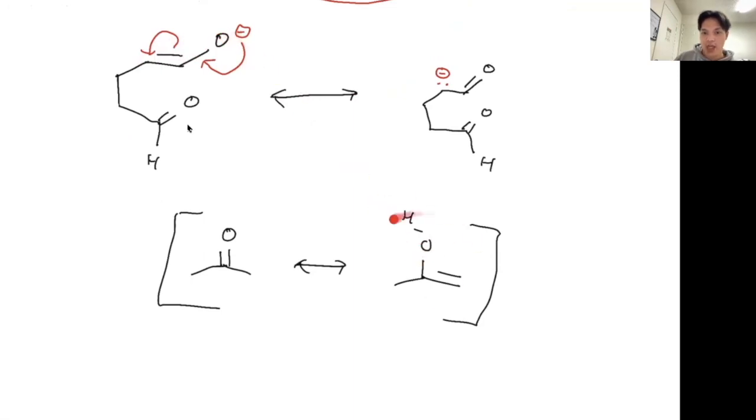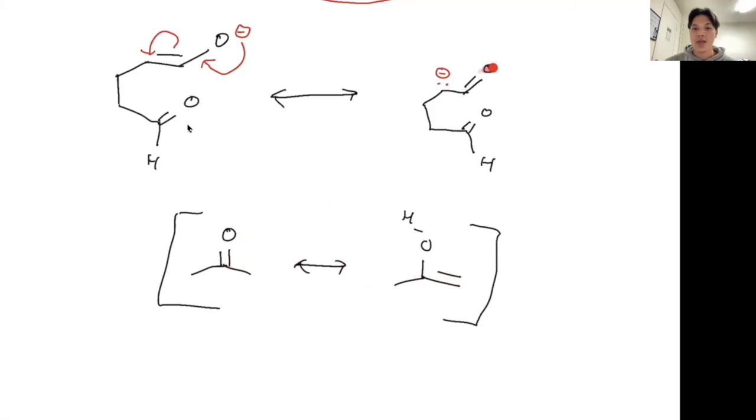Which will make it an enol. Or we need a hydrogen to this carbon, which will make it a keto, right? From this, which one is more stable? If you said the keto one is more stable, this one, you are correct. The oxygen can hold this double bond better than this carbon would, right?